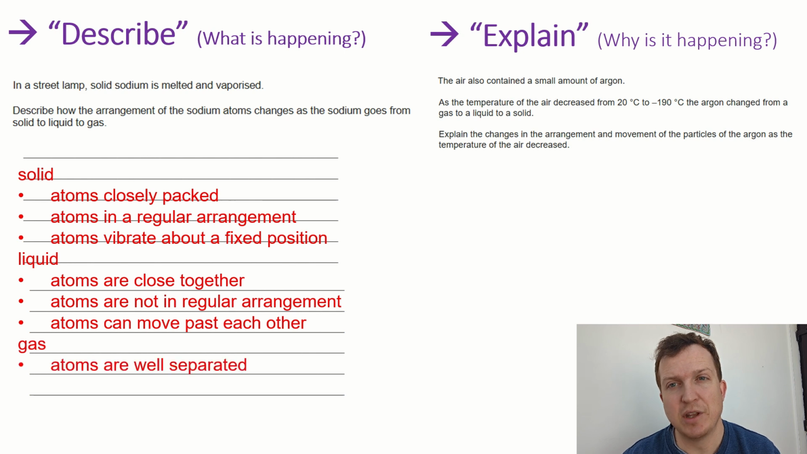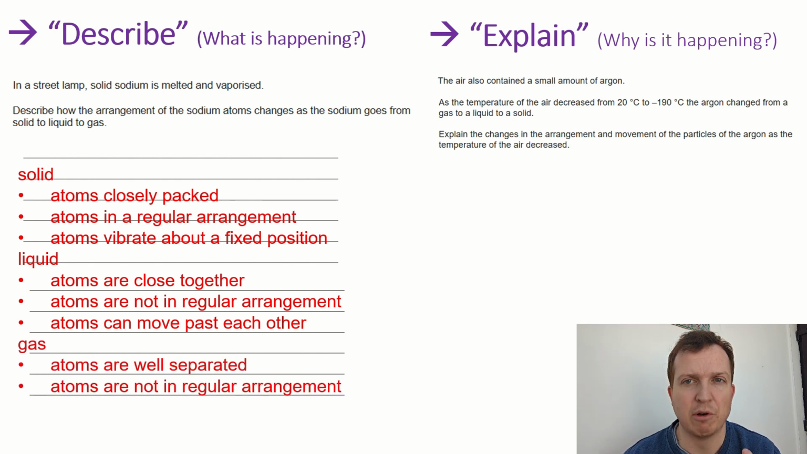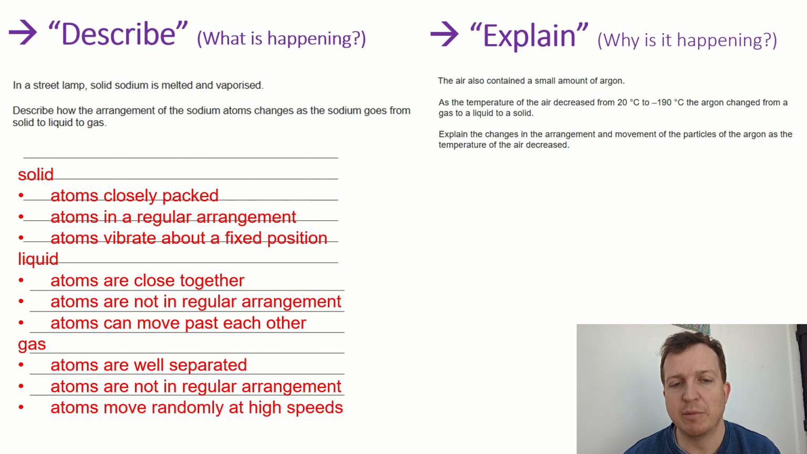And a gas, the easiest one, they're well separated. They're not in a regular arrangement, or they're in a random arrangement, and they can move very randomly at high speed. That will be enough for a description.